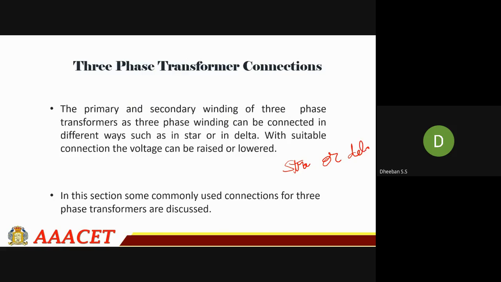So this also you have dealt with previously, your star connection as well as your delta connection. The primary and secondary windings of the three phase transformers, as three phase windings, can be connected in different ways. Here the primary can be either star and the secondary can also be a star. So the connection will be like this. This is for your star-star connection. And delta means you'll be having it in terms of your triangle.